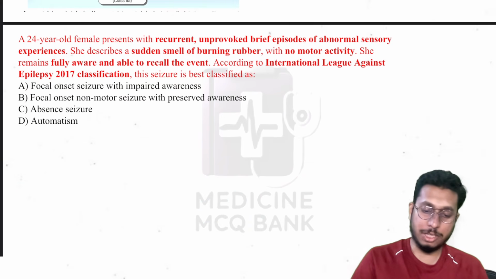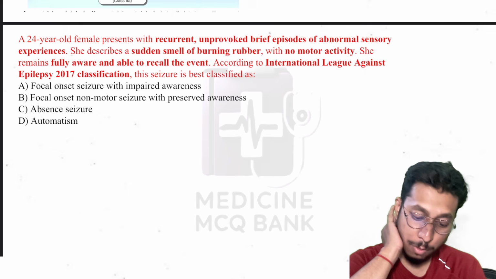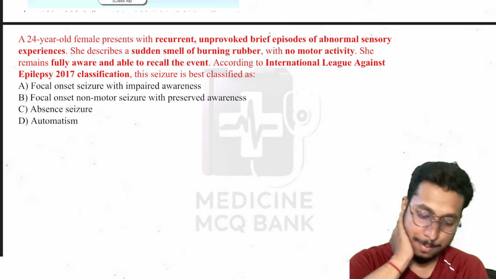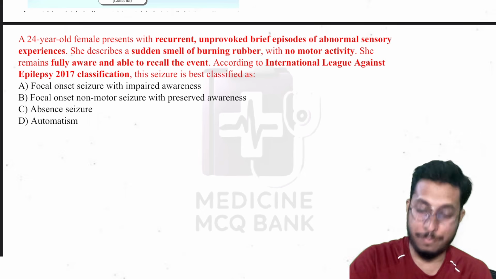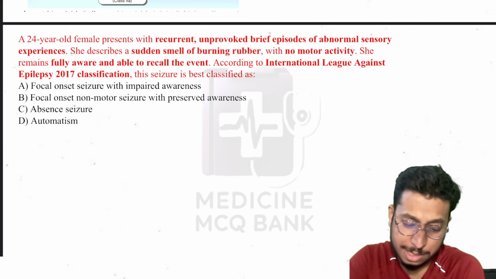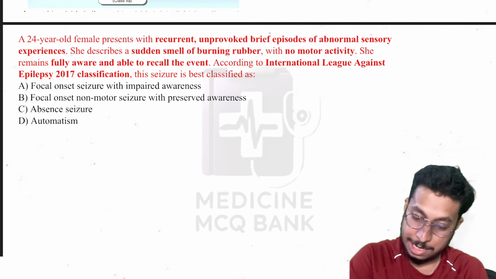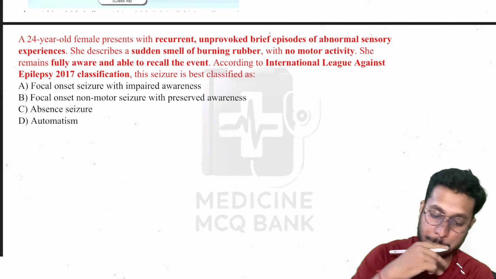Now coming to the next question: a 24-year-old female presents with recurrent unprovoked brief episodes of abnormal sensory experience. She describes a sudden smell of burning rubber with no motor activity. She remains fully aware and able to recall the event. According to the International League Against Epilepsy classification of 2017, the seizure is best classified as?